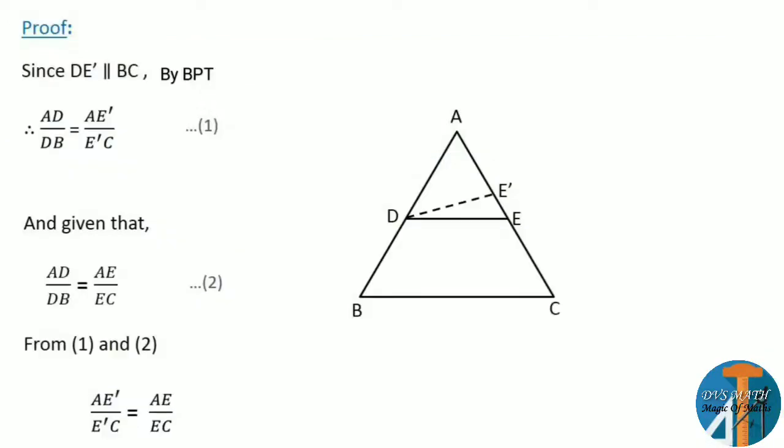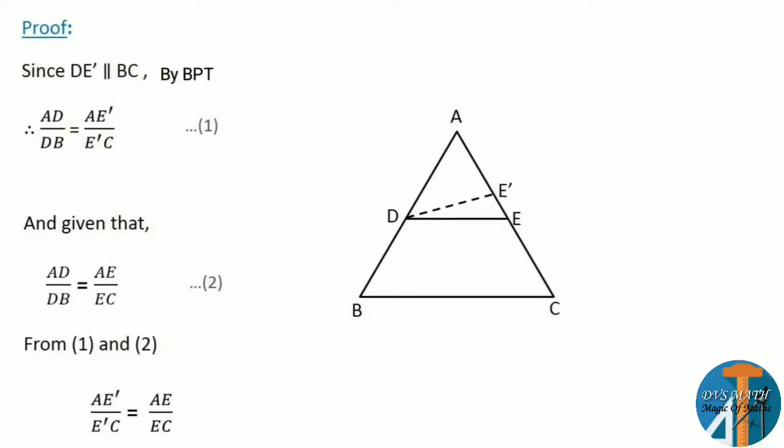Proof. As you all know, if a line is parallel to any one side of a triangle, we can apply the BPT. Since we are saying DE dash is parallel to BC, by BPT the two sides are divided in the same ratio. That means AD by DB equals AE dash by E dash C. Here we should not take E, since we are saying that DE dash is parallel to BC. Take this as equation 1.